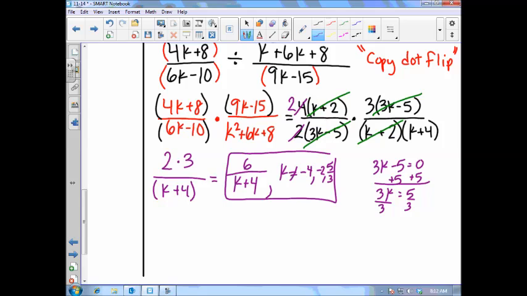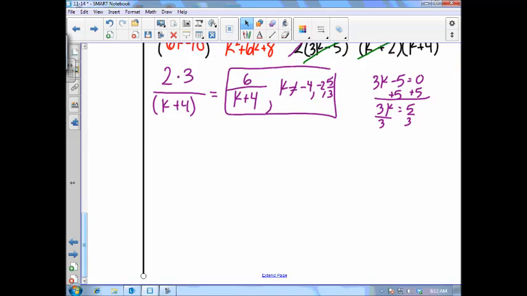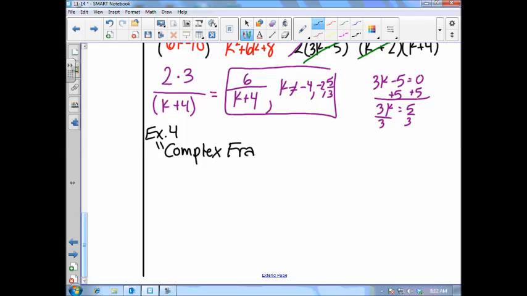Okay, ready to get one from your homework? So the last one, and then we have tons of time to work on your homework, which is great. Okay, last one. This is called a complex fraction. It's actually just like example 3, but it's set up vertically. So it looks super complex, but it's the same thing we just did.